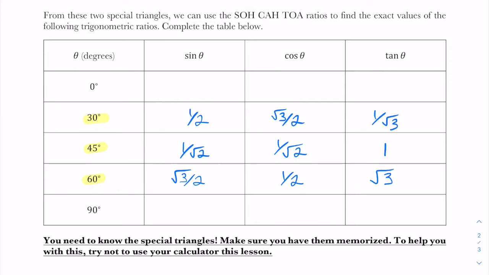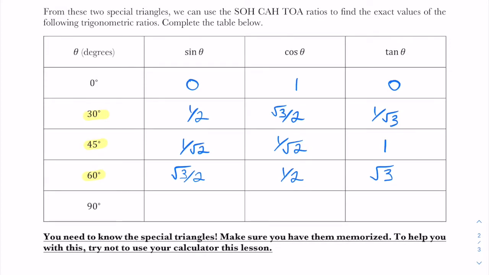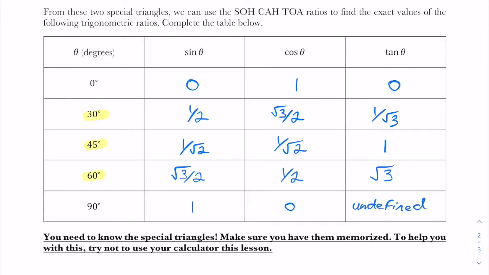Now, as for 0 and 90 degrees, you can think of these as special cases. The sine of 0 is 0, the cosine of 0 is 1, and the tangent of 0 is 0. Sine of 90 degrees is 1, cosine of 90 degrees is 0, and the tangent of 90 degrees is undefined. You'll get a calculator error, so this would be sort of like taking the square root of a negative number or dividing by 0. Your calculator can't do it because it's not a defined quantity.